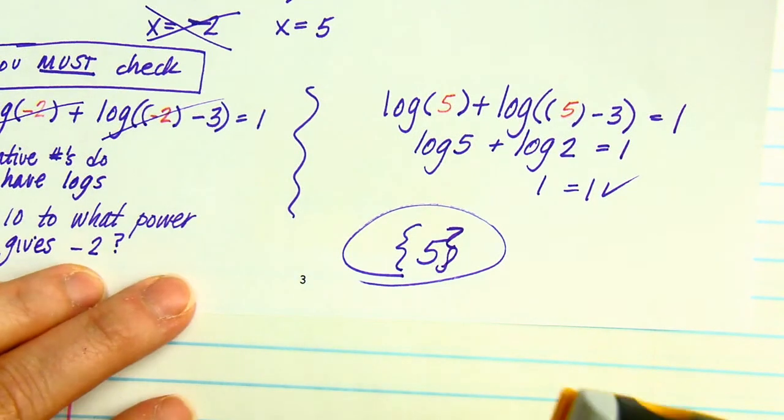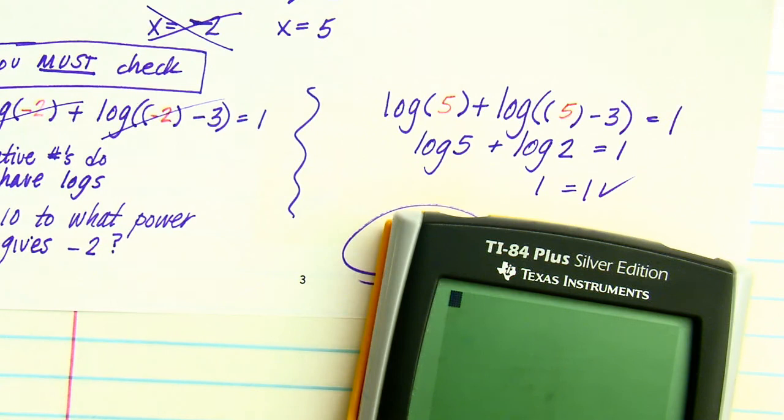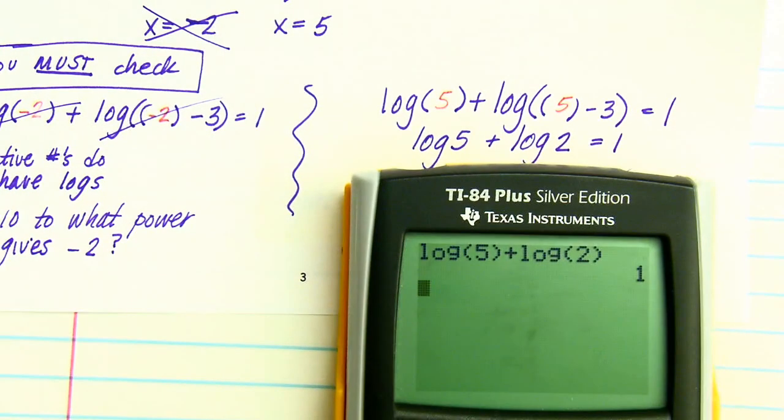You know, we could check this on the calculator. Clear log 5 plus log 2. It's quicker to not do it on the calculator. There it is. It equals 1. Log of 5 plus log of 2 equals 1.